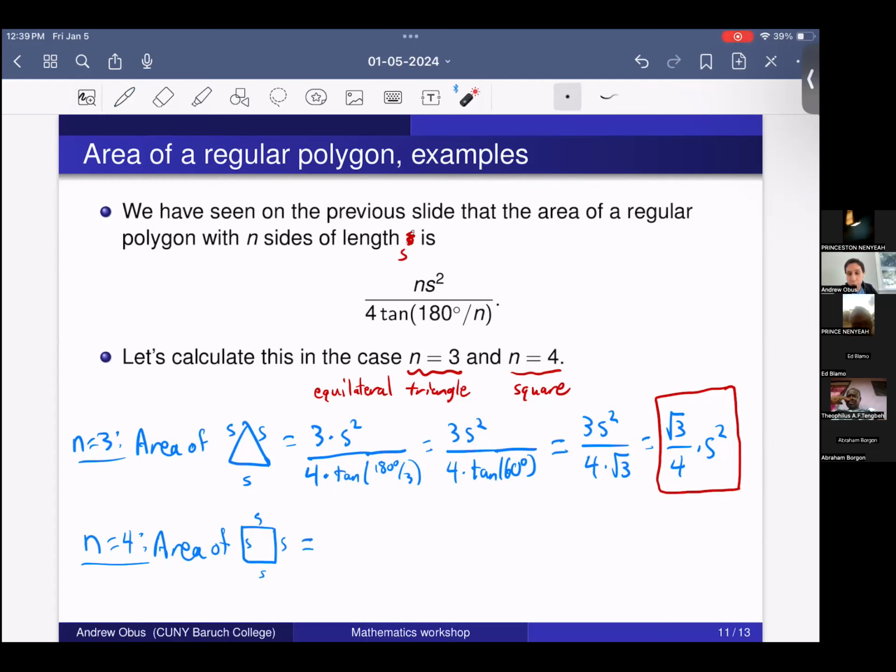Well, I'm going to substitute, just like what James said in the comments, n equals 4 here. So that's going to be equal to 4s squared divided by 4 times the tangent of 180 degrees over 4. Well, the 4s cancel out. So I get that this is s squared divided by the tangent of 180 degrees over 4, which is 45 degrees. Anybody remember what the tangent of 45 degrees is?